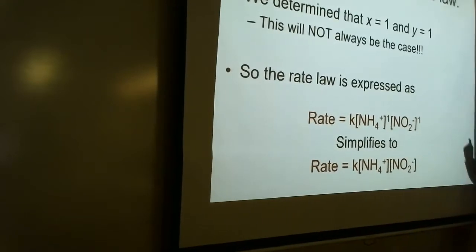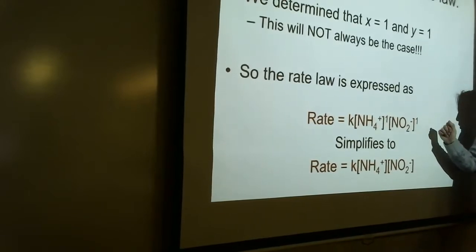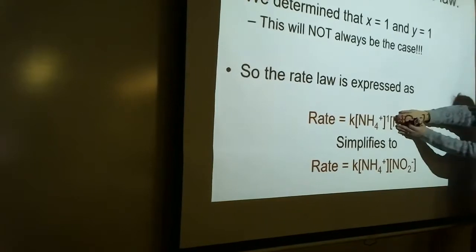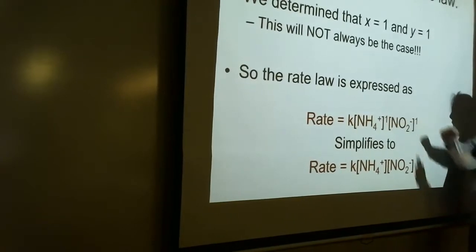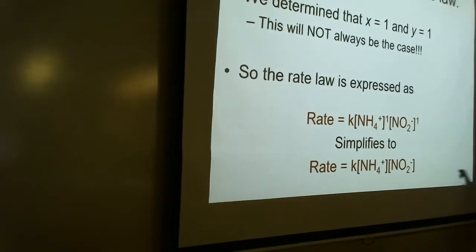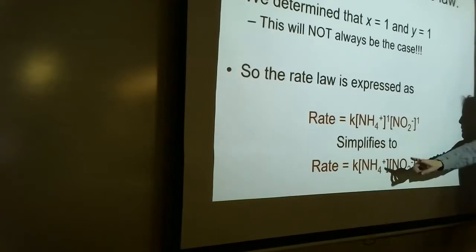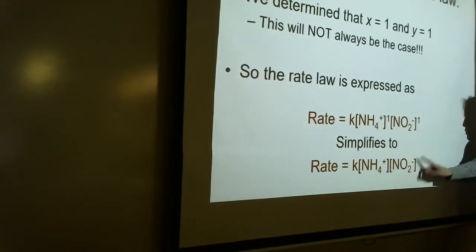All right, now what if something comes out to be 0? What if this had happened to be a 0? Well, that means that it's not part of the rate law, right? Because anything to the 0 would just be 1. Okay, so you would make a modification if it comes out to be 0. So there's my rate law. Rate is equal to K times the concentration of NH4 plus times the concentration of NO2 minus.